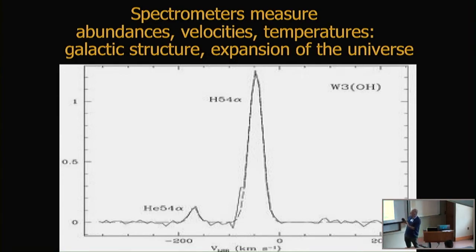You can map out the galaxy and the structure of the galaxy, figure out which way the spiral arms are moving around. You can measure the expansion rate of the universe from measuring the velocities of galaxies. There's all kinds of things you can do if you have a spectrometer.